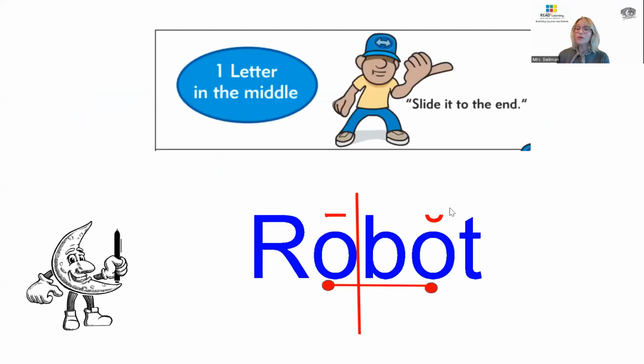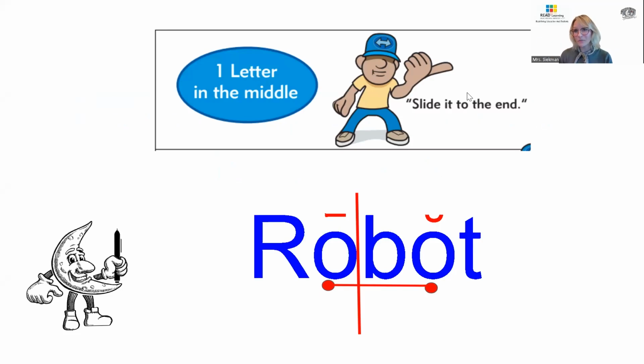Syllable division rule number 1 describes what we need to do when there is just one consonant between our two vowels. Take, for example, the word robot. There is just one consonant, the letter B, between our two vowels. Therefore, we're going to send that one consonant to the end of the word. And we have the word row with a long O and bot with a short O.